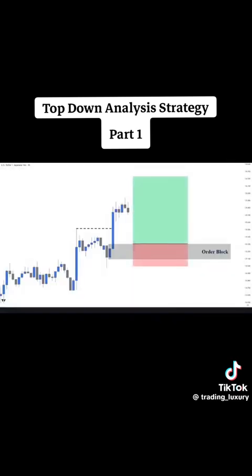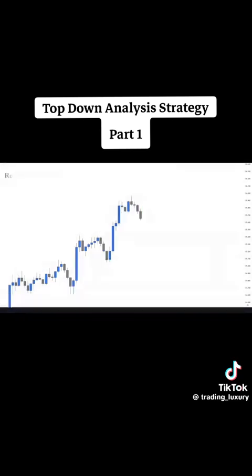So this could be a perfect trade, since we have combined higher time frame levels and directional bias with a lower time frame entry setup.